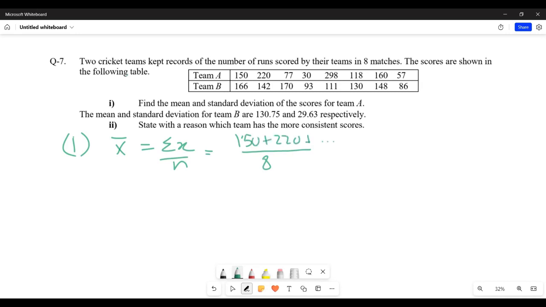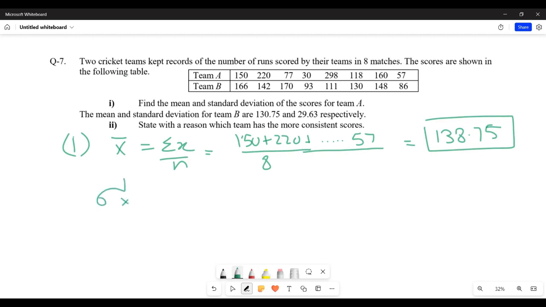I'm going to write dot dot dot and plus 57. And now the answer, which is 138.75. That's the mean score for team A. And similarly, the standard deviation for ungrouped data is summation x squared upon n minus mean squared, and square root of all of this.